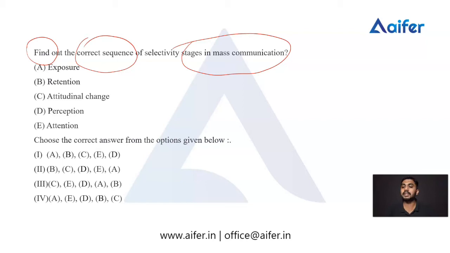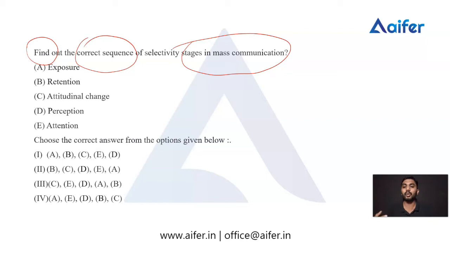Option 1 says the correct sequence is A, B, C, E and D. Option 2 says the sequence is B, C, D, E and A. Option 3 says C, E, D, A and B. And the last option, the order is A, E, D, B, C. We need to find out the correct sequence from these 4 options. If you know the answer, you can comment the answer, or if you want more time, you can pause the video and comment the answer later.